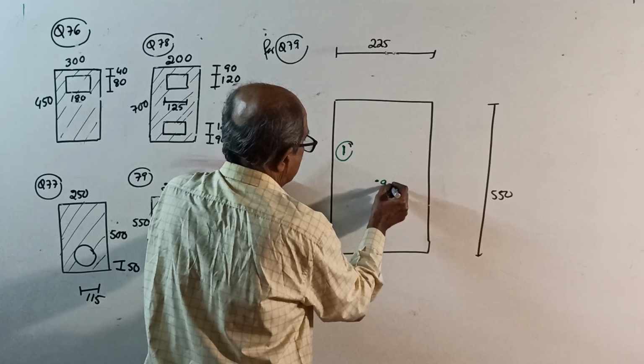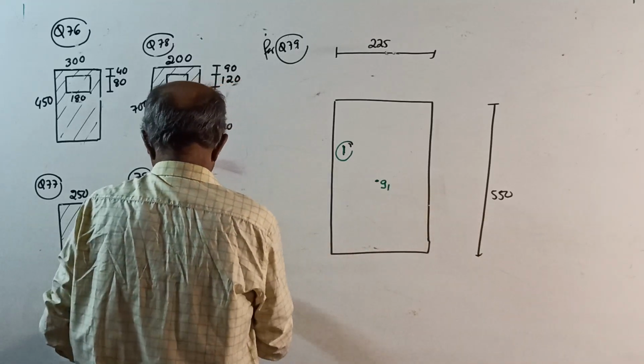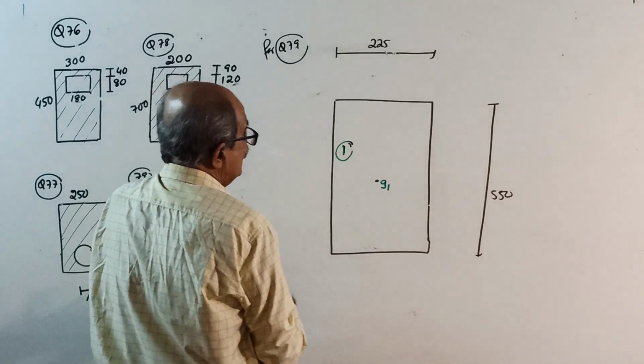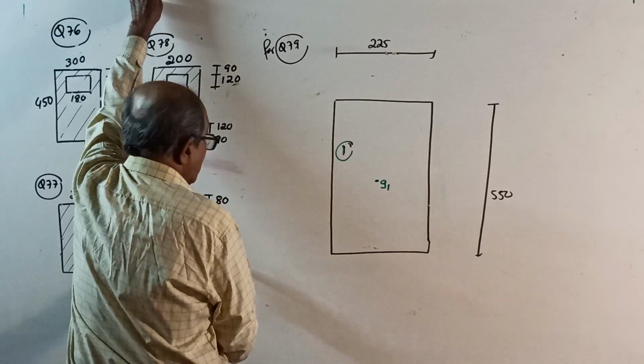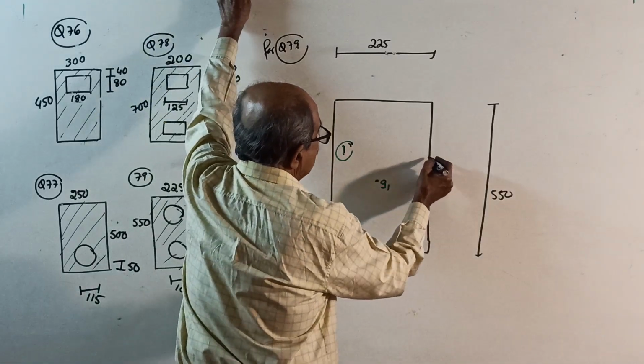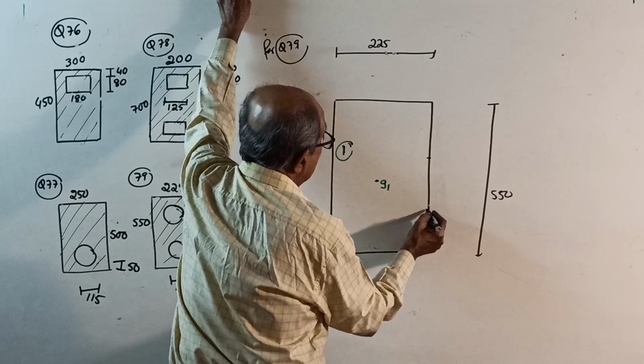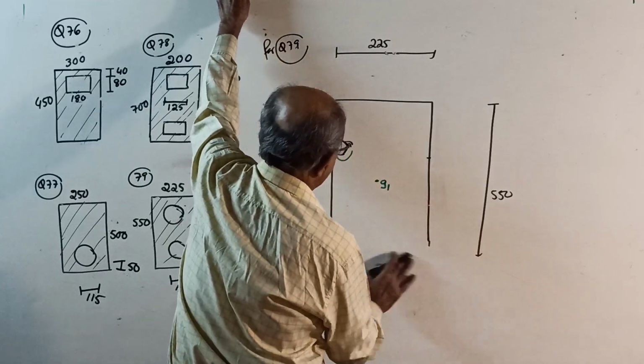G1. Then diameter 100, and how much gap? 80. 80 plus 100 is 180. This is 275, somewhere here and somewhere here. So I think it should come a little down. Okay.